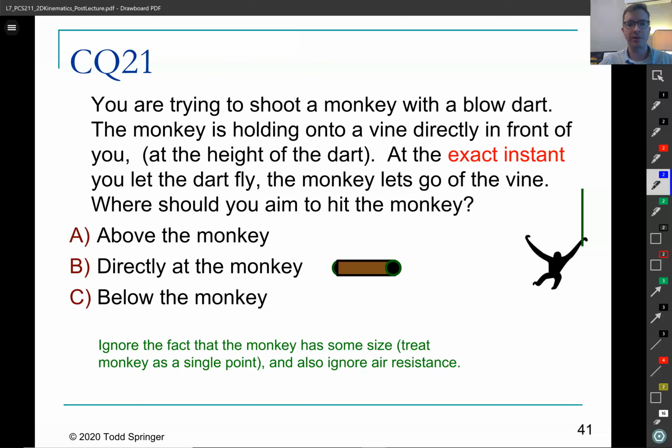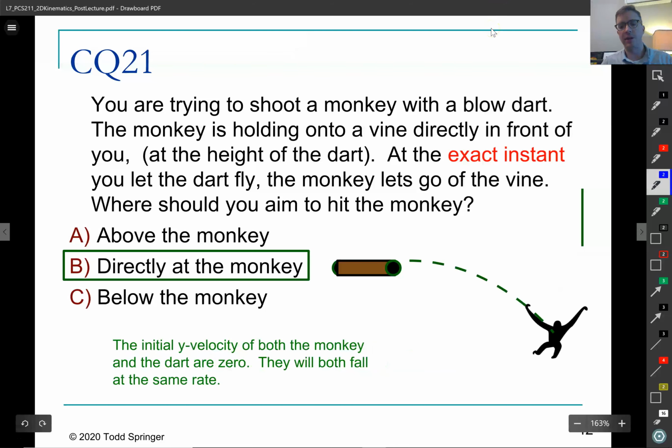So hopefully you've paused the video and you've voted or wagered a guess what you think here. The answer is that you should aim directly at the monkey, believe it or not, because both the dart and the monkey are affected by gravity in the same way. They both fall at the same rate.